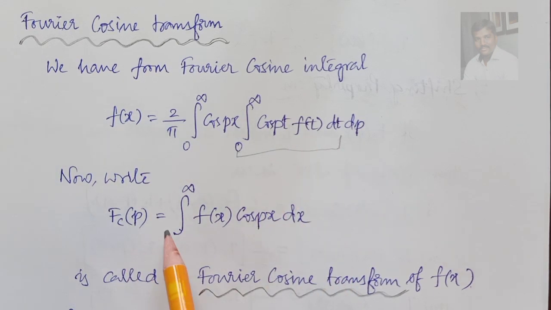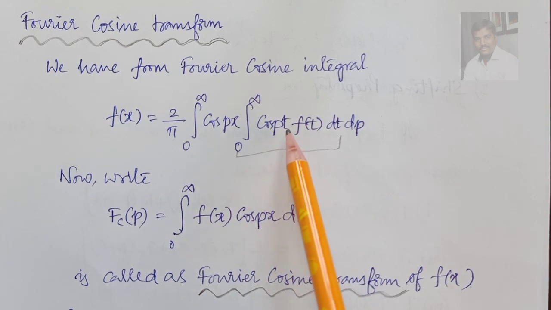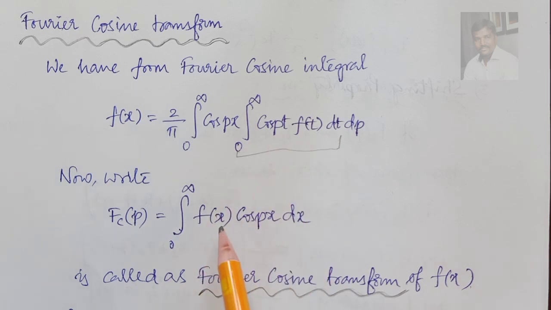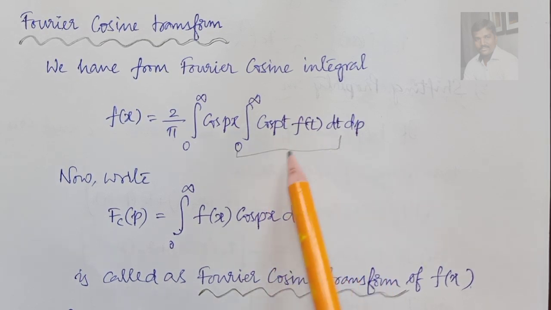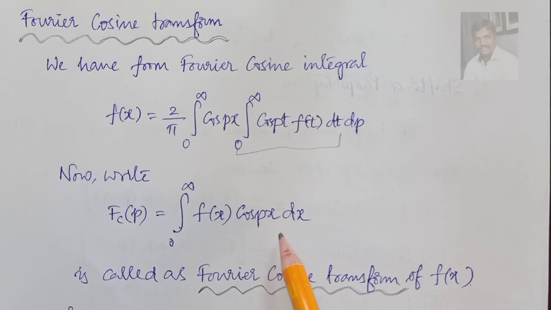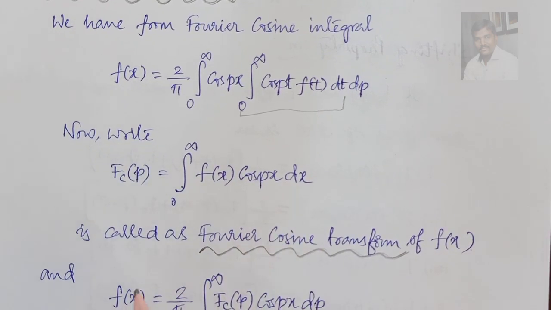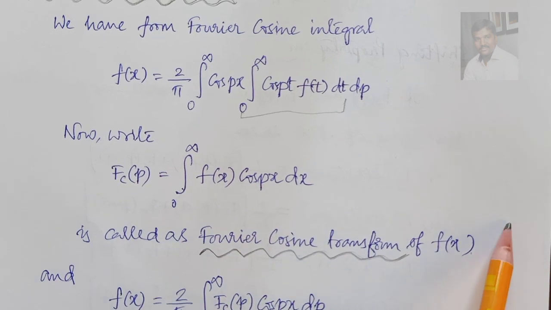Fc of p is equal to integral 0 to infinity f of x cos px dx. Since it is a definite integral, it doesn't matter which variable we use; we have t here, but we are writing x. So Fc of p, that is the Fourier cosine transform of f of x, is equal to integral 0 to infinity f of x cos px dx. This is called the Fourier cosine transform of f of x.